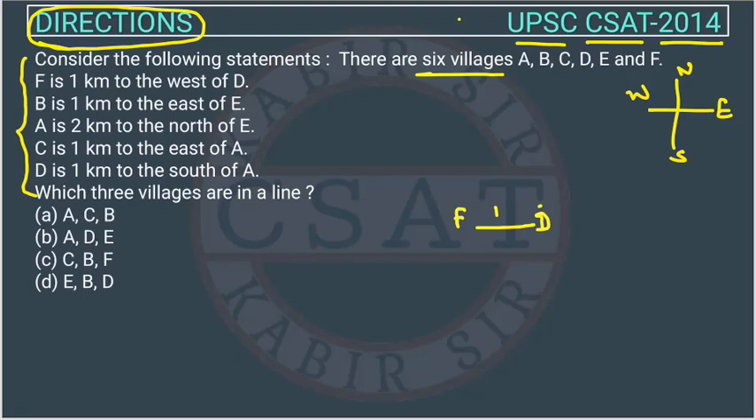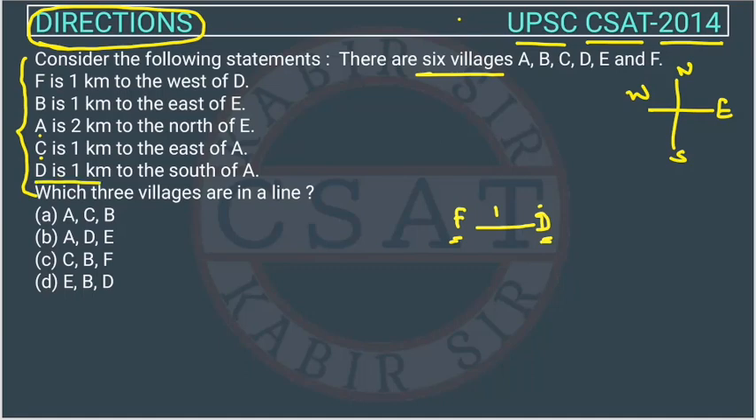Now we have to find a statement which is using F or D as a reference point. Because see here, in the second statement they have given B is 1 kilometer to the east of E. We don't know E, right? Because we started with the first statement. So I want a statement which is using F or D as a reference point. Here they are using B and E. In the third statement also they are using A and E, so it is also not useful for us right now. And in this, C is 1 kilometer to the east of A. This statement is also not useful because I need a statement which is using F or D as a reference point right now, because we have not drawn other points.